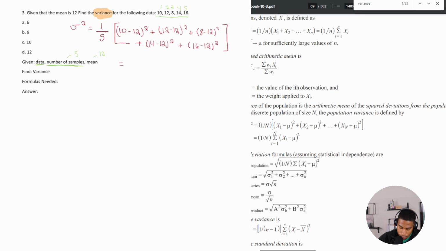So 8 is your variance. Now, it's important to note, if you take the square root of this value, then that is your standard deviation. So variance is always a standard deviation squared. So 8 would be our answer. That can be a little tricky, but all right.